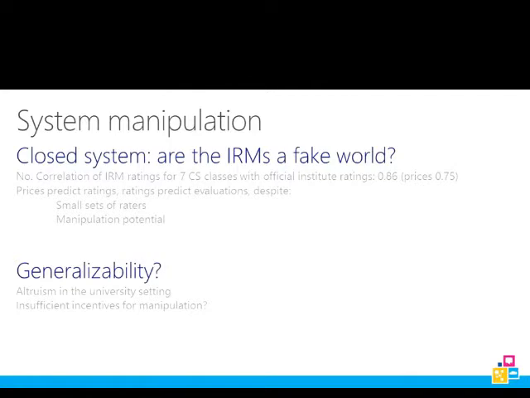The final question becomes, okay, but what if the whole thing is a big fake, right? This is a fake world we're creating. Everyone could just agree, hey, we're going to rate the instructor high and bet all our money on it, and then we're all going to make a lot of money. Turns out that this did not happen, because the correlation between the ratings that instructors received in this case were very high with the official institute evaluations, which were completely unrelated to our markets that we did at the end of the semester.